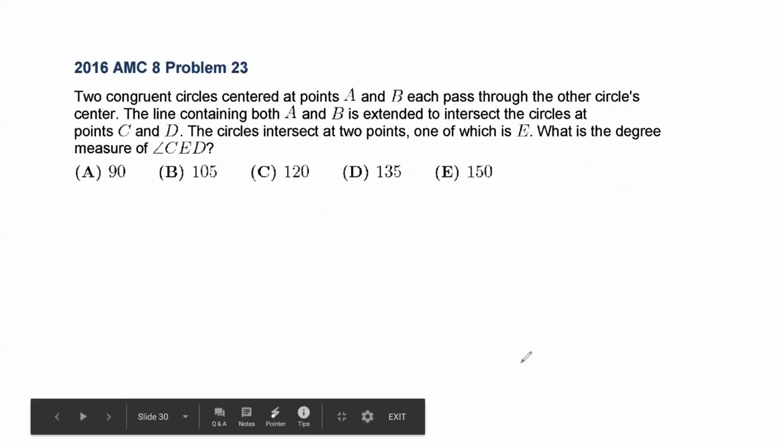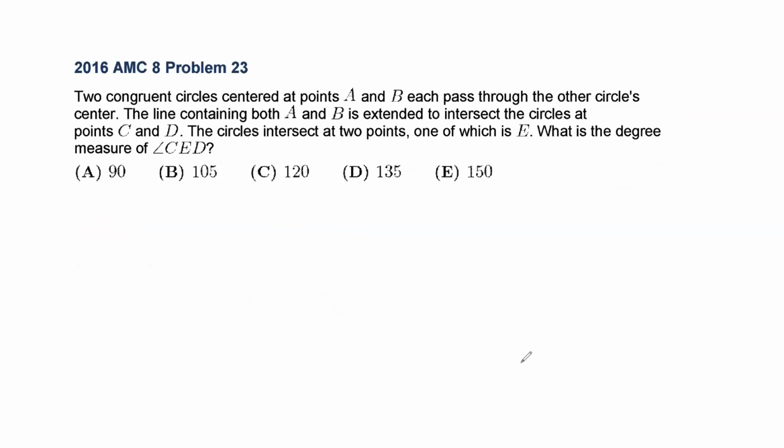Two congruent circles centered at points A and B each pass through the other circle's center. The line containing both A and B is extended to intersect the circles at points C and D. The circles intersect at 2 points, one of which is E. What is the degree measure of angle CED?